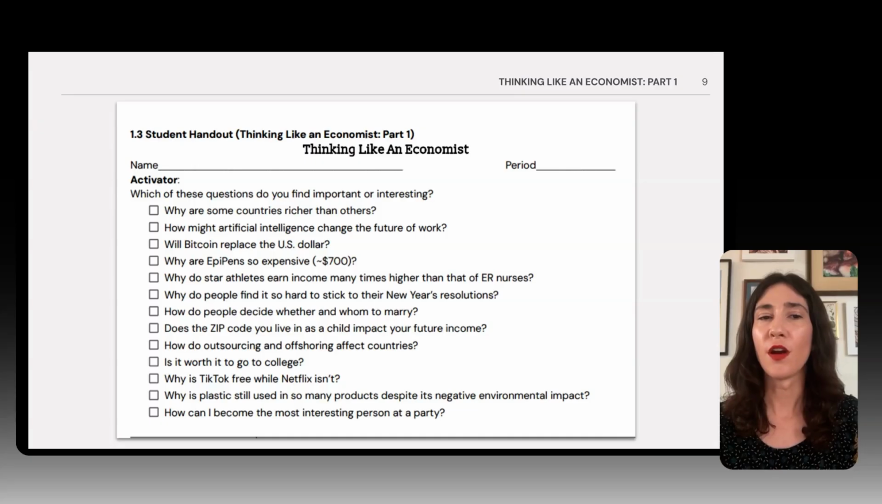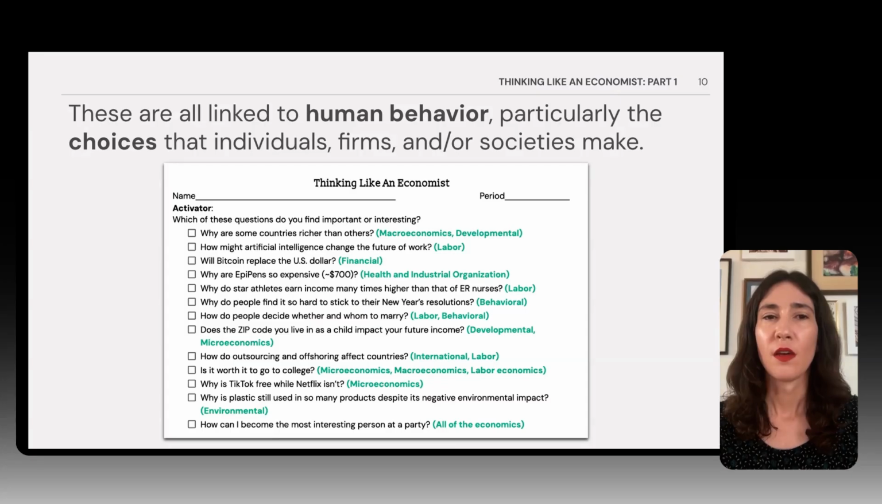Why do people find it so hard to stick to their New Year's resolutions? Is it worth it to go to college? But we want to reinforce that economics is about everyday life, and it's not just about money and stocks.